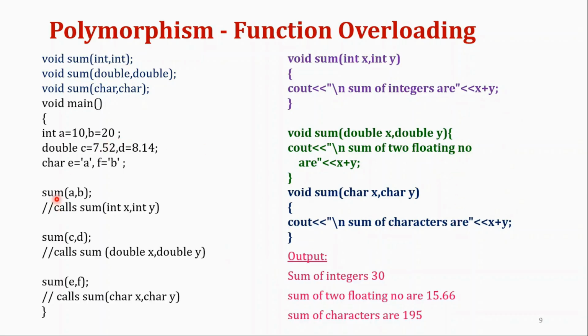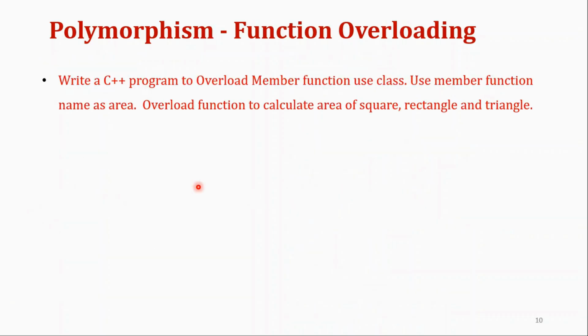So here the point is that the function name is the same, and the count of parameters is the same, but the type of parameter is different, while the return type is also the same, and the definition is different. So this is another example of function overloading without a class. You can try this program: overload a member function, so implement the same program using a class. Overload a member function named area, so implement the same function within a class. Calculate the area of the rectangle, square, and triangle. The function name should be area. Use it inside a class and, with the object, call all the functions.